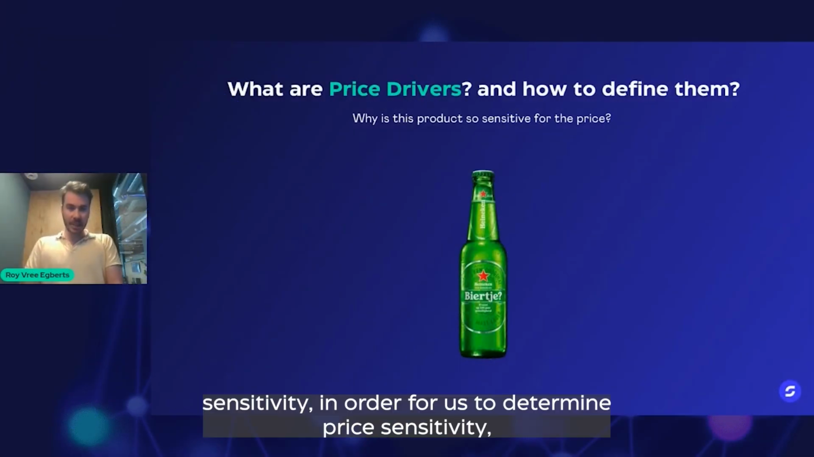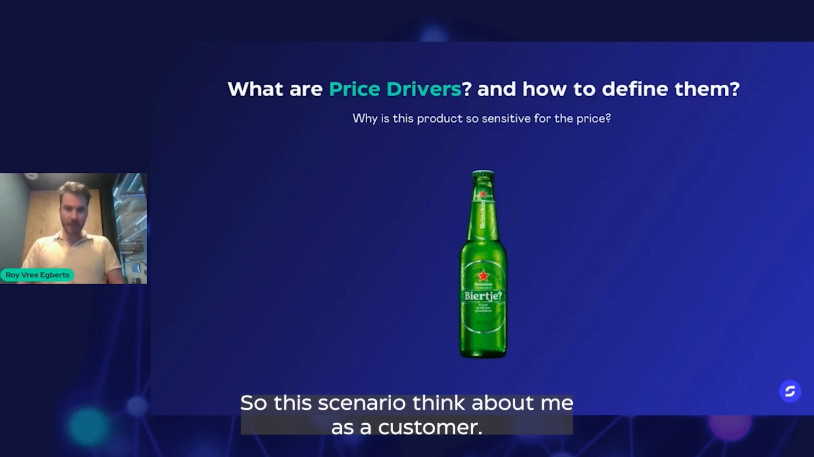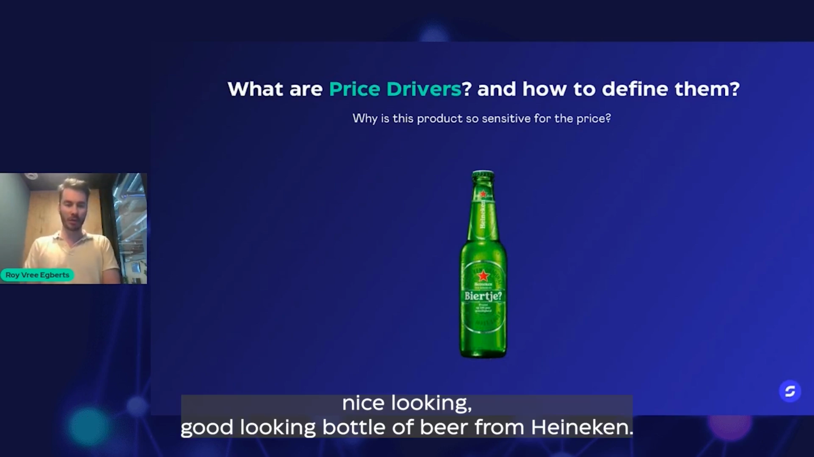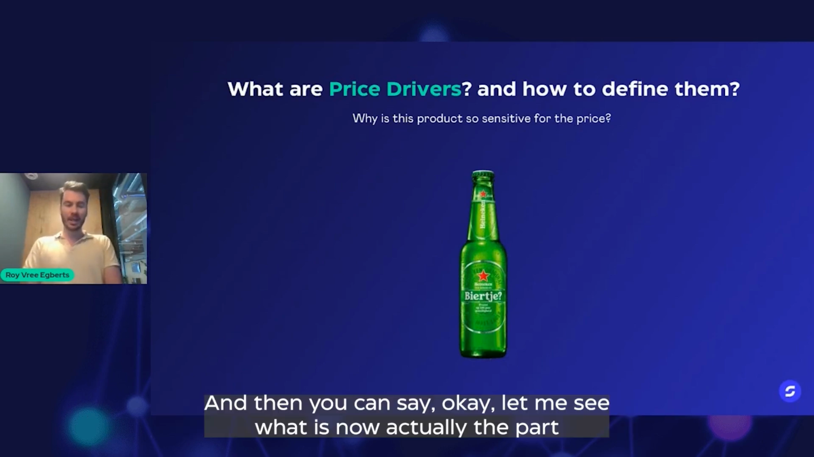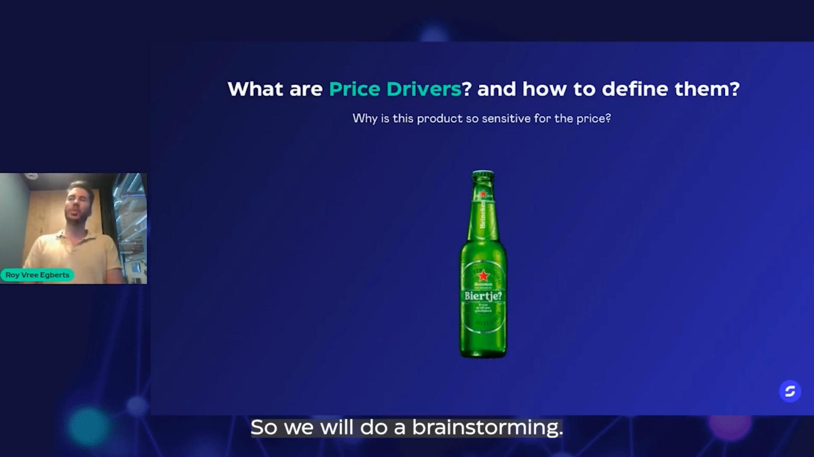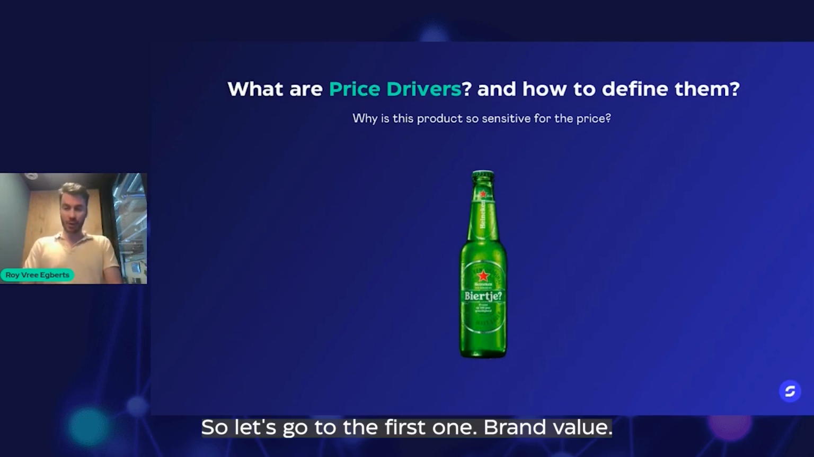So price sensitivity. In order for us to determine price sensitivity, we are looking at what are price drivers and how do you define them. So in this scenario, think about me as a customer. I'm walking into a supermarket and I want to buy this nice looking, good looking bottle of beer from Heineken. And then you can say, okay, let me see what is now actually the part that decides my willingness to pay for this bottle. So we will do a brainstorming, and this could be for any product, but just to bring you along in how this works, we do an example and we start with a bottle of beer, in this case, Heineken. So let's go to the first one, brand value.